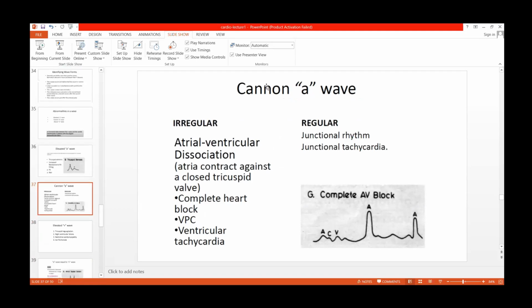And just one important thing: what are regular cannon A waves and irregular cannon A waves? Regular cannon waves you get in case of junctional tachycardia, and irregular cannon waves you see in case of AV dissociation. AV dissociation is seen in two conditions: one is CHB, as well as ventricular tachycardia. What is the difference between AV dissociation in CHB and ventricular tachycardia? In ventricular tachycardia, the number of V waves is more than A waves. That means the number of beats in the ventricle is more than atrial beats. And in CHB, the number of atrial beats is more than ventricular beats.